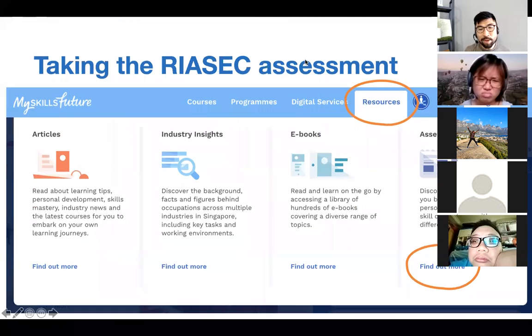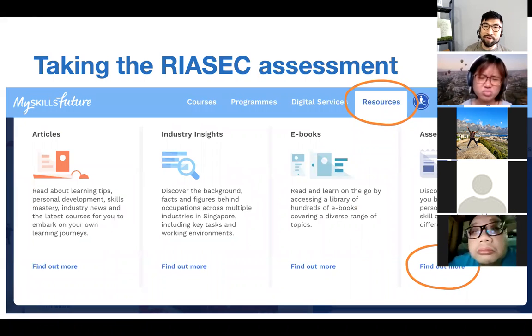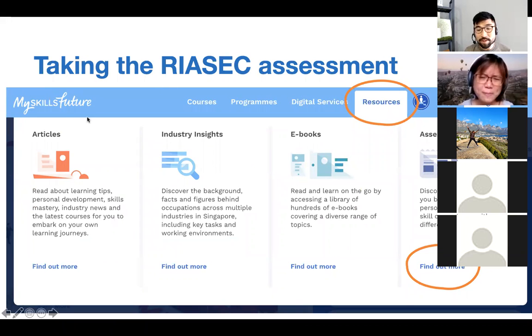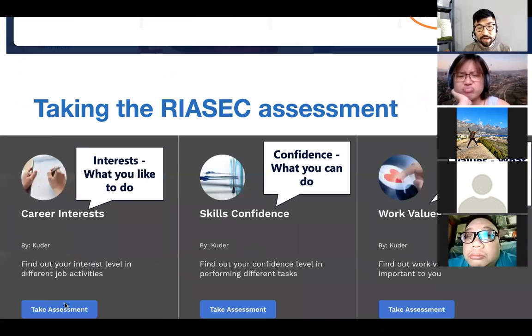So I want to touch a little bit on where you can take this RIASEC test. Now you have heard me talk about the history, and about what each dimension actually means. You must be wondering, how do I know my RIASEC code? Well, there is a free resource for all locals, and you can get it from the MySkillsFuture portal, www.myskillsfuture.sg. Under this portal, you will see resources on top, and when you click on that, you will find out more. You'll be asked to log in with your SingPass.